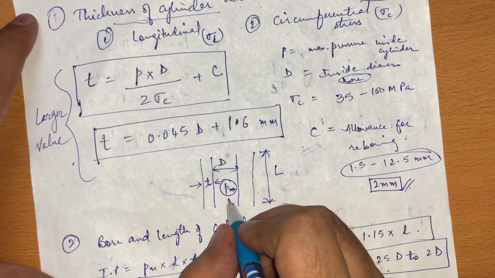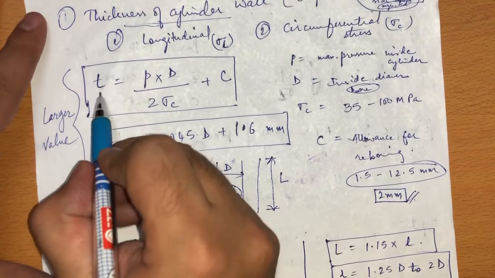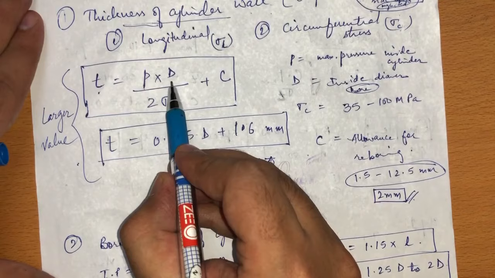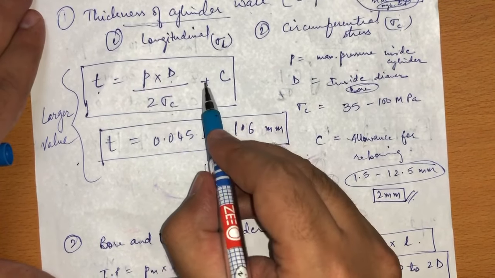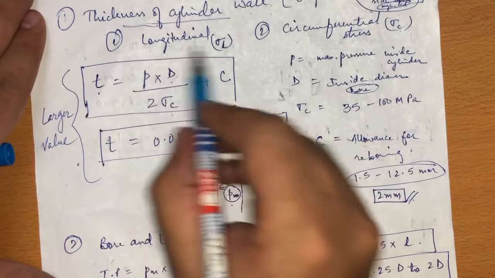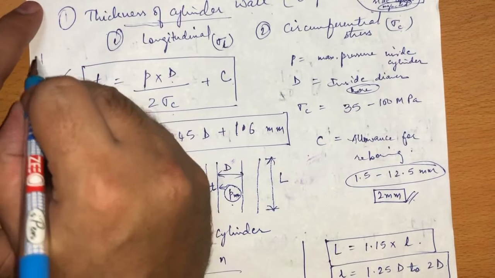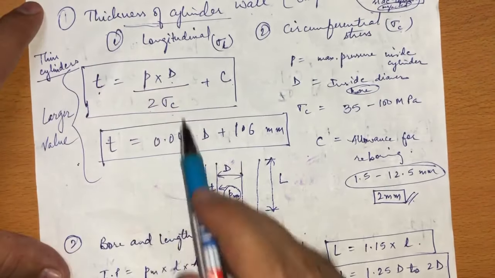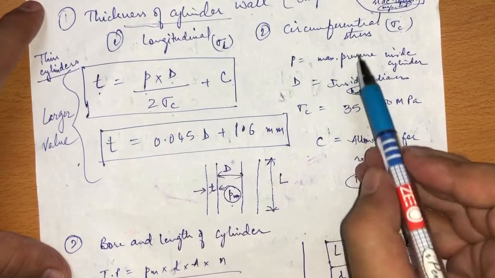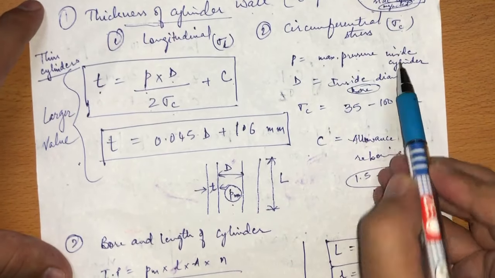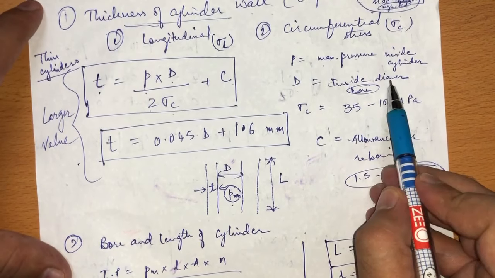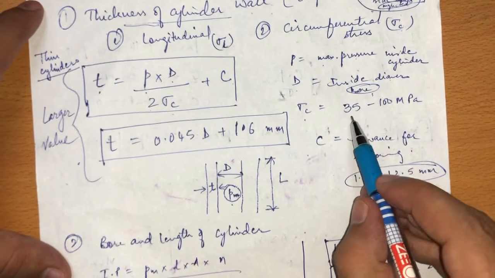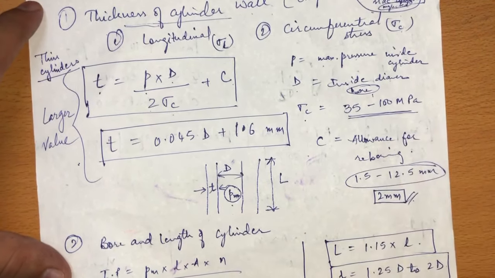For thickness of cylinder wall, the step 1 is to find thickness small t with the formula p into capital D divided by 2 into sigma c, plus capital C. This formula holds good for design of thin cylinders. The components herein are small p, which is maximum pressure inside the cylinder, capital D, that is inside diameter or bore, sigma c, which is circumferential stress, which is in the range of 35 to 100 megapascal.